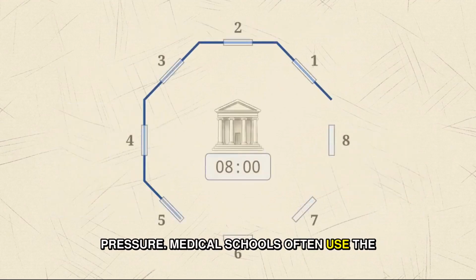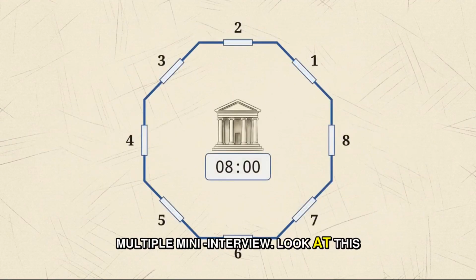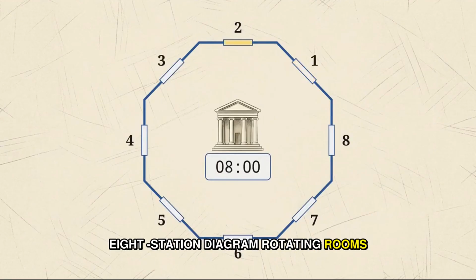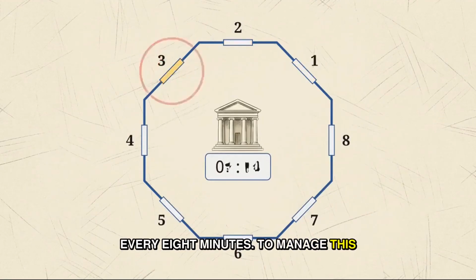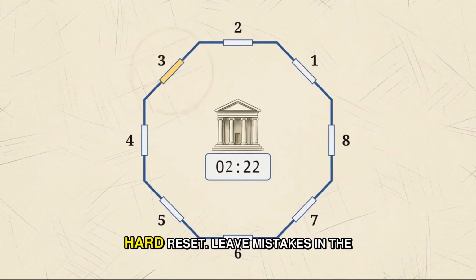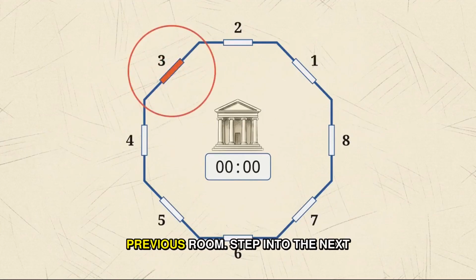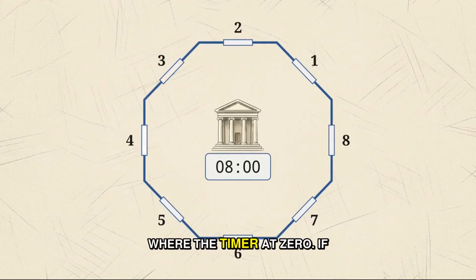Medical schools often use the multiple mini-interview. Look at this 8-station diagram, rotating rooms every 8 minutes. To manage this rotation, treat every door as a hard reset. Leave mistakes in the previous room. Step into the next with a timer at 0.